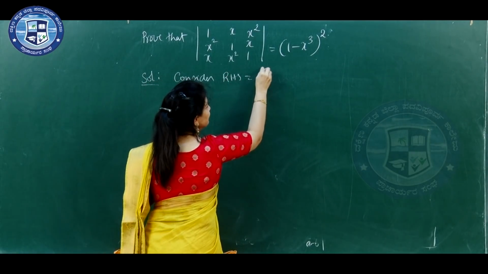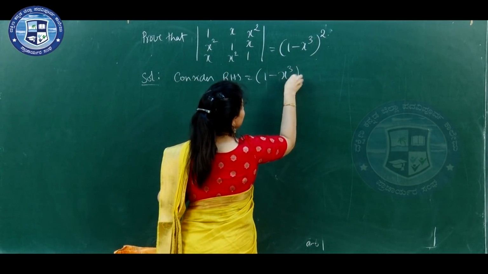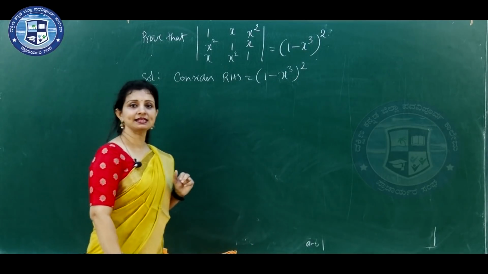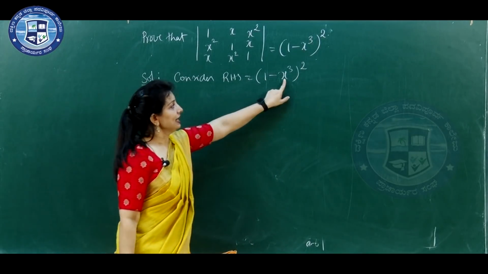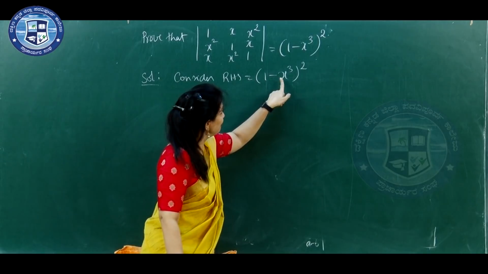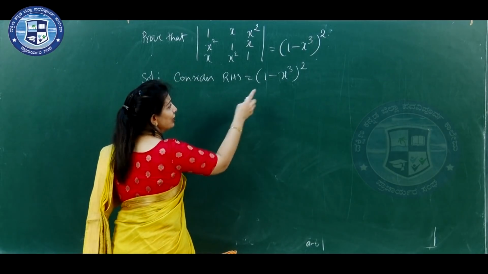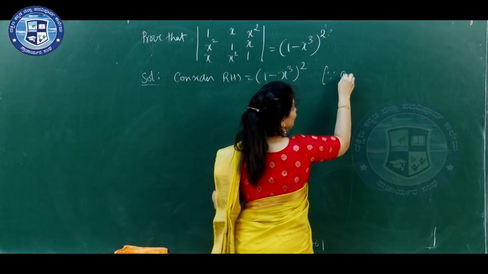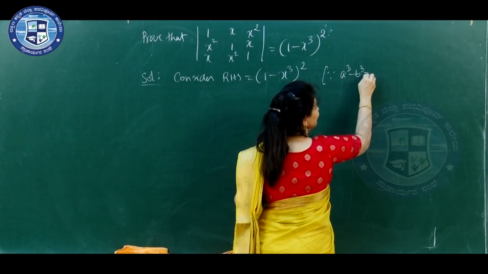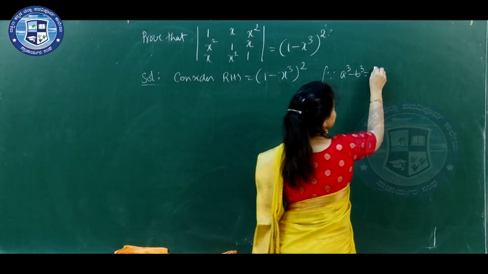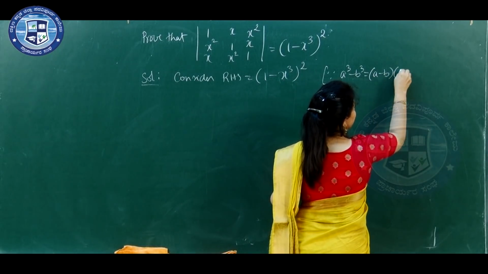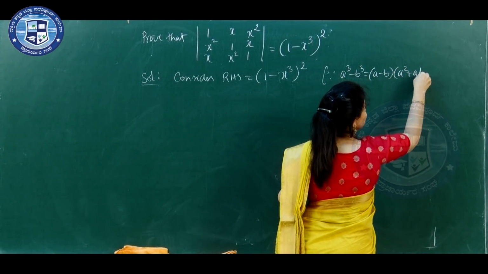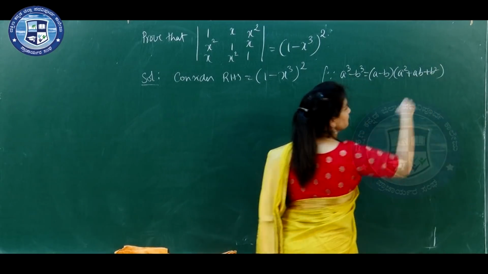RHS equals (1 minus x cube) the whole square. Now, 1 minus x cube can be written as 1 cube minus x cube, and we can apply the formula a cube minus b cube here. What is a cube minus b cube? It is (a minus b) into (a square plus ab plus b square).